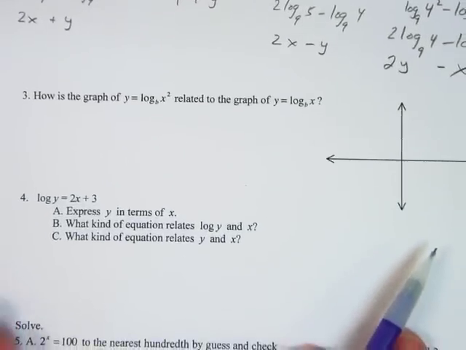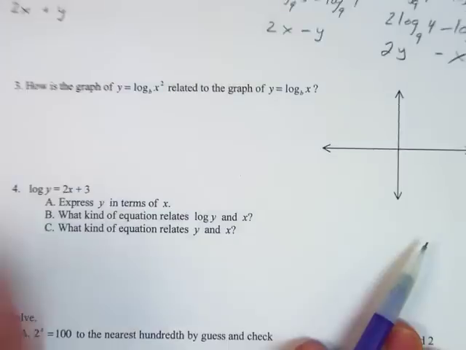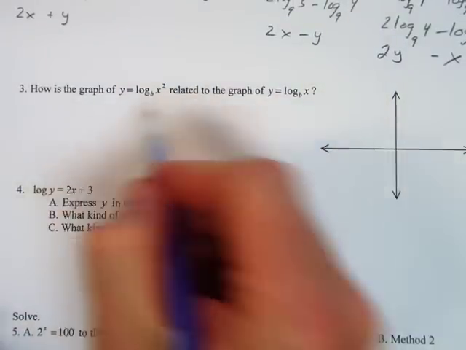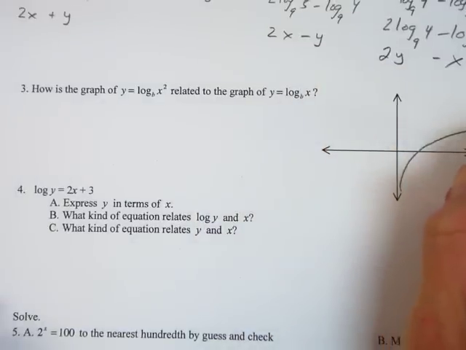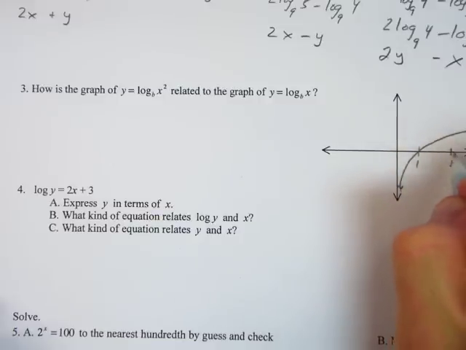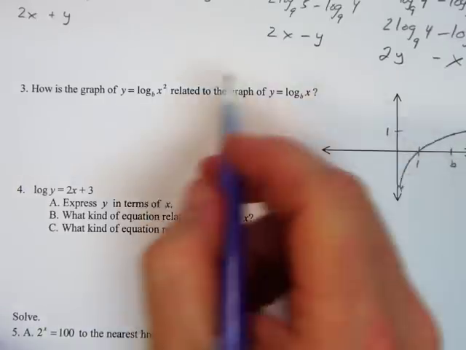All right, how is the graph of log base b of x squared related to the graph of log base b of x? Well, it depends on what's going on here. So let's take a look at what log base b of x looks like. Remember, that's kind of our standard graph here. This is 1. And then at b, log base b of b would be 1.